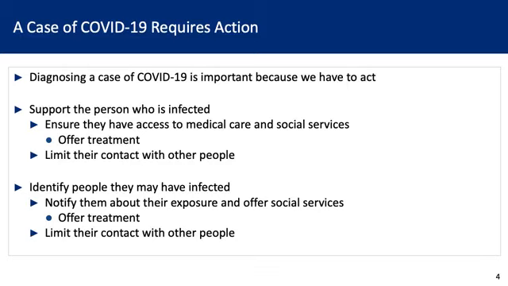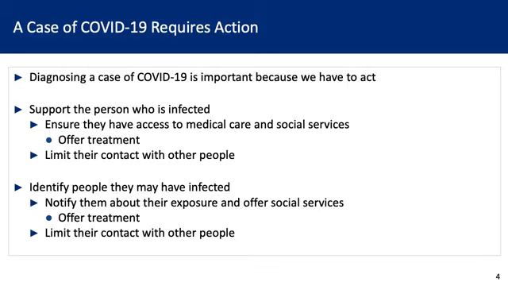We also need to act to be sure that those cases are limiting their contact with other people. This is important because someone who's infected can infect others. And part of our goal as public health practitioners is to prevent the spread of COVID-19. So when we diagnose a case, we need to find them, offer them medical support, and also make sure they're changing their behavior to limit their contact with other people to reduce the risk of transmission.